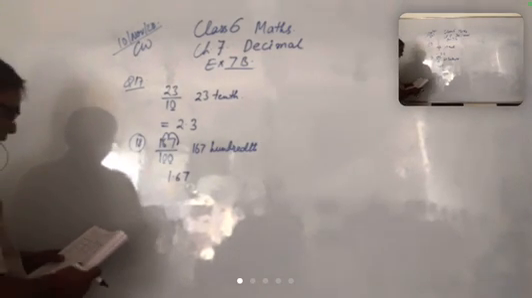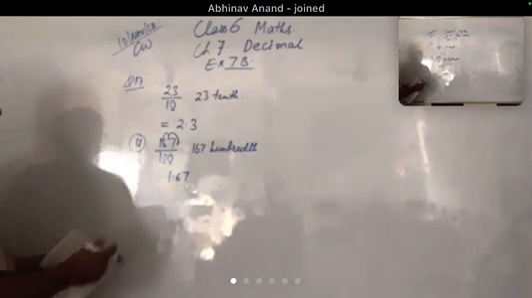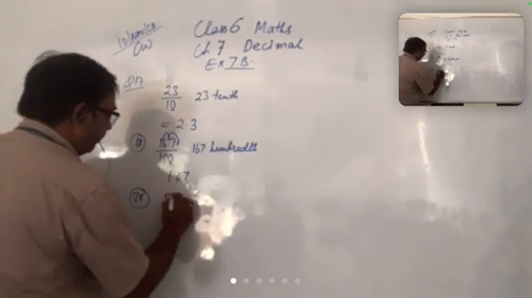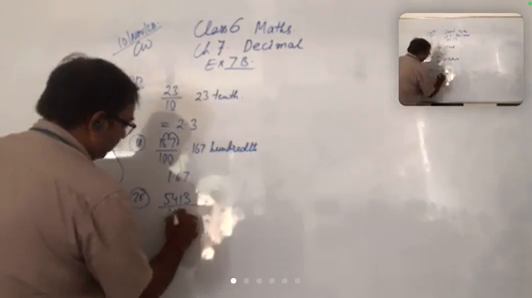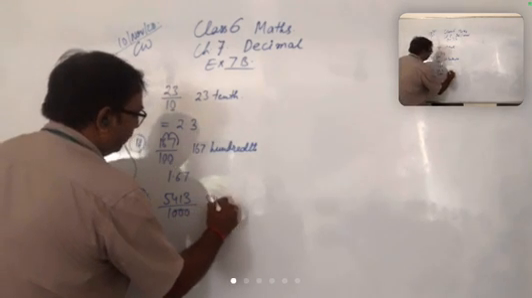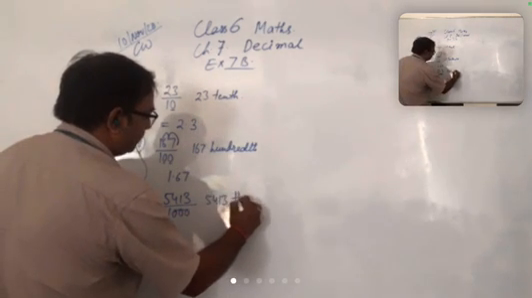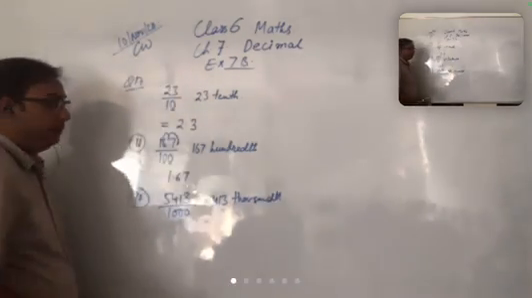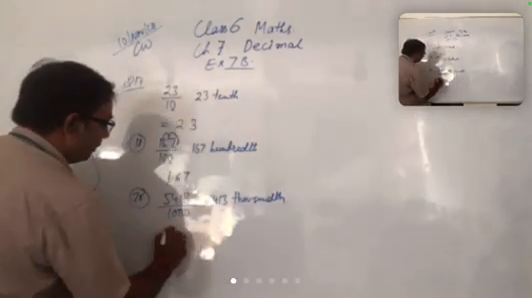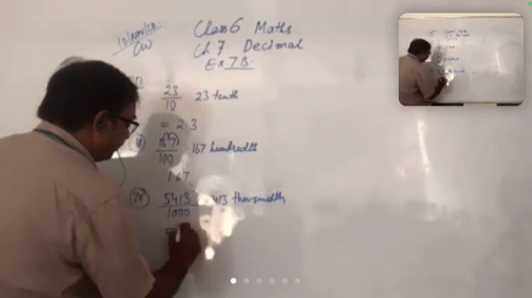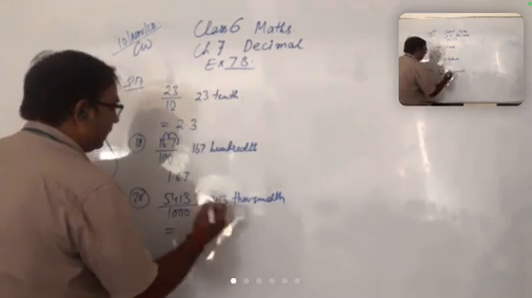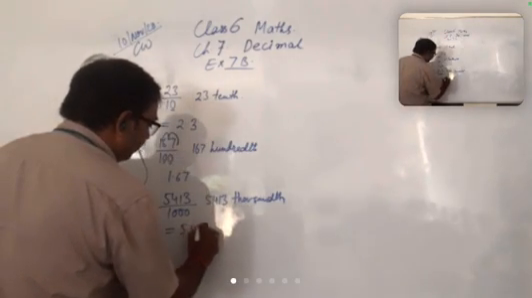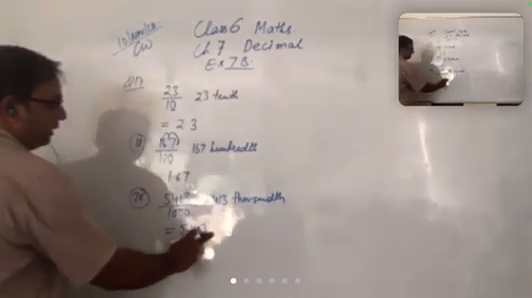Now, the question number 20 is 5413 upon 1000, meaning 5413 thousandth. Then we check, and we have to make the last decimal place the thousandth. So it will be 5.413. Now the 3 is at the thousandth place.